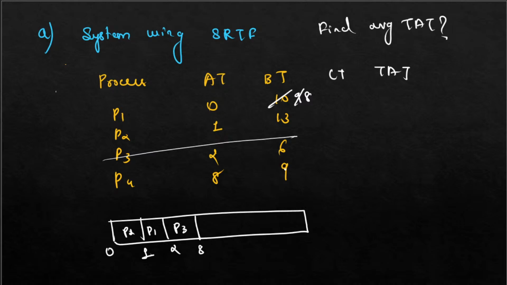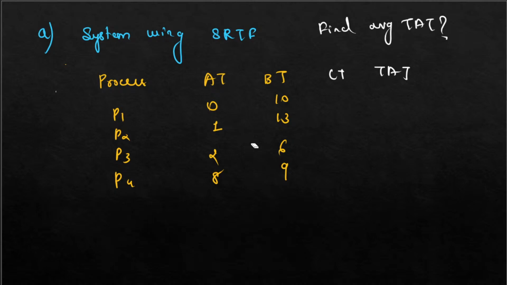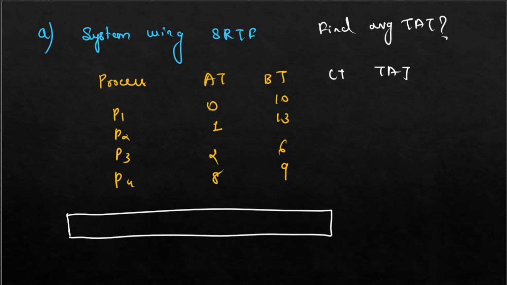Now at 8 who is arriving? P4 is arriving, but the burst time of P1 is less. So again P1 will execute. So let's do this one by one, that way we will have clarity, because I took the example of largest time first, so somewhere there was a mismatch.